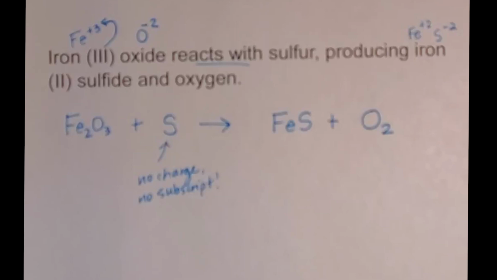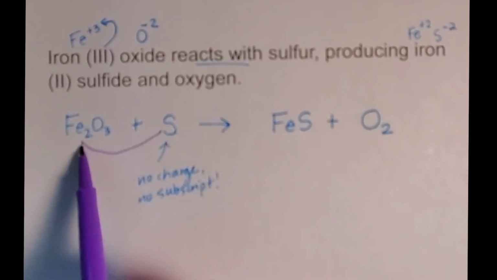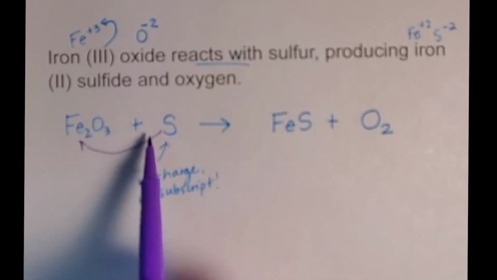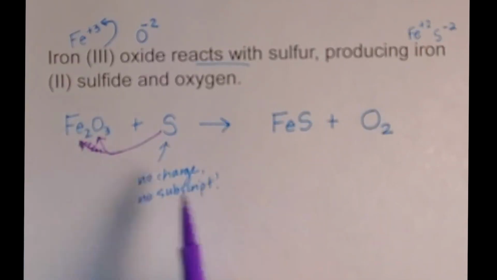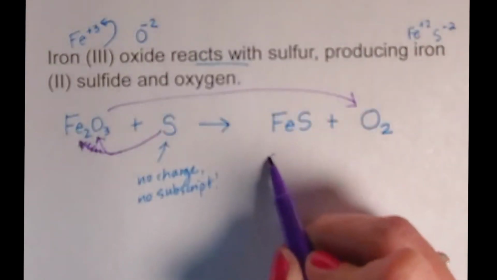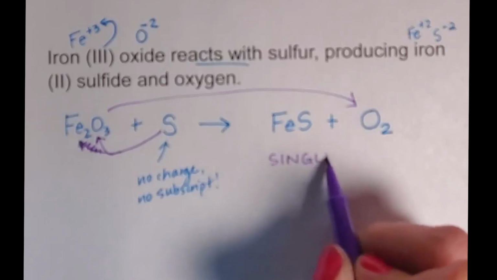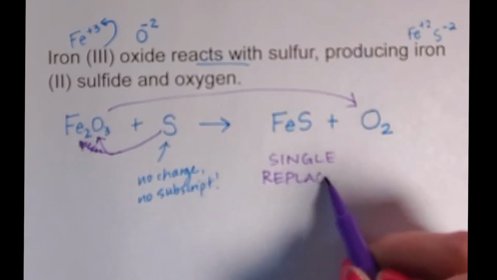Here we have iron 3 oxide and sulfur reacting. The sulfur is going to kick out the oxygen. I drew it wrong at first. And the oxygen then is going to be by itself, and the sulfur is going to bond with the iron. So this is a single replacement reaction.